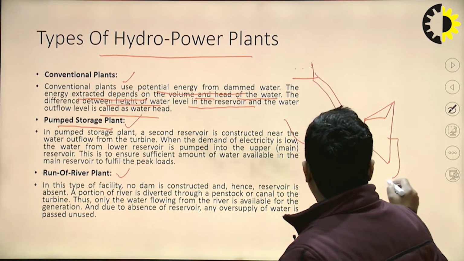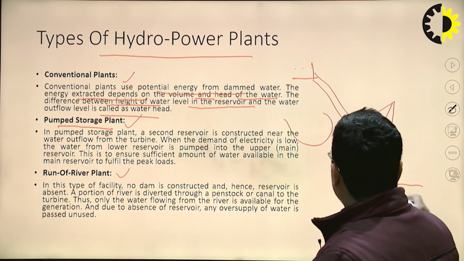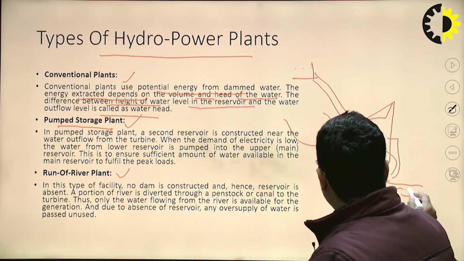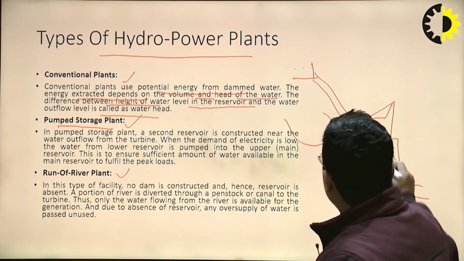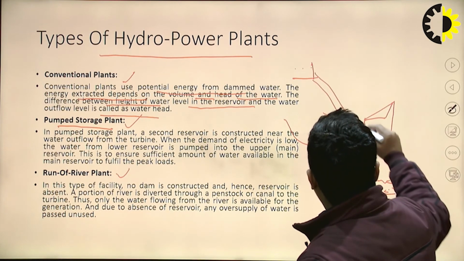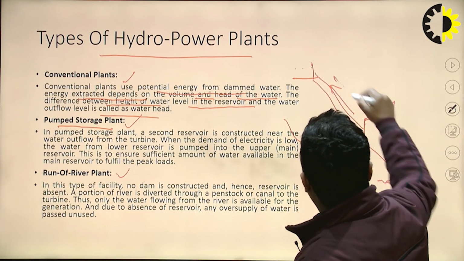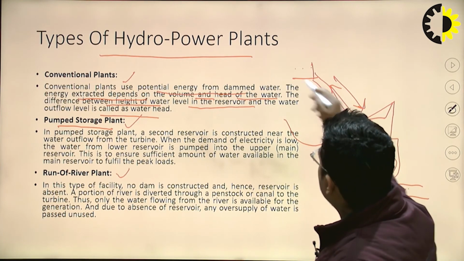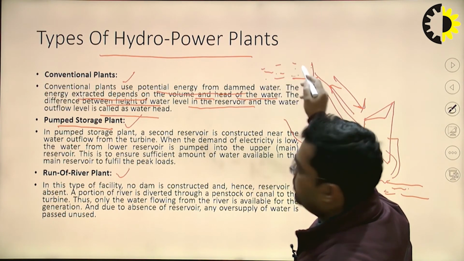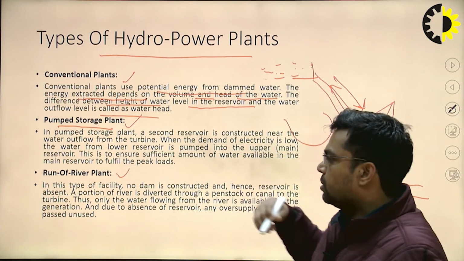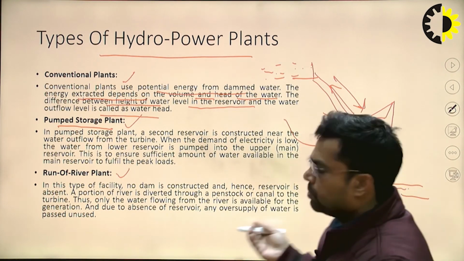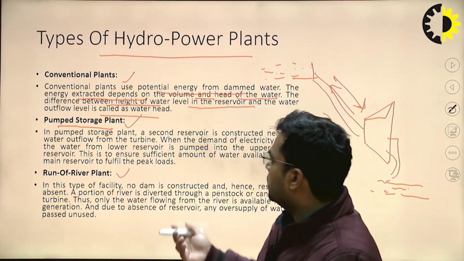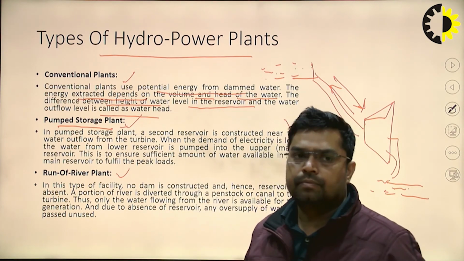After the turbine, the water will be used. So we can use the flow of water again from this level to this level. We can feed this water again to this dam, or you can say reservoir, to fulfill the sudden peak. With this, the peak can be fulfilled by a pump storage plant.